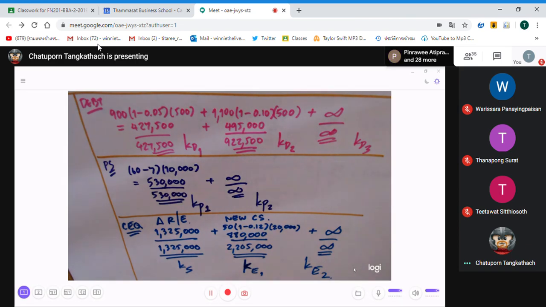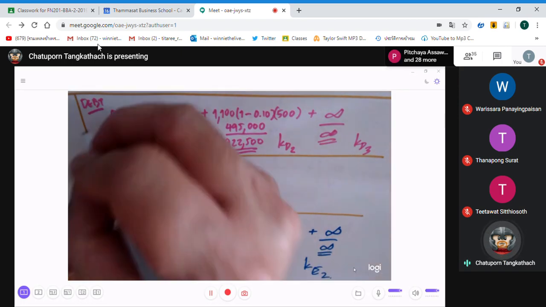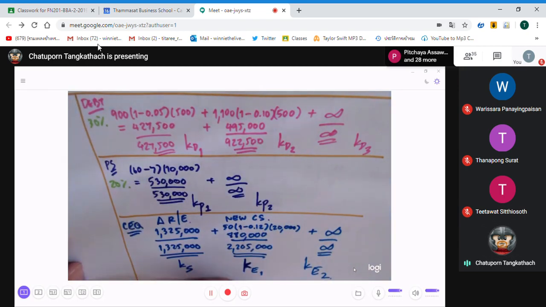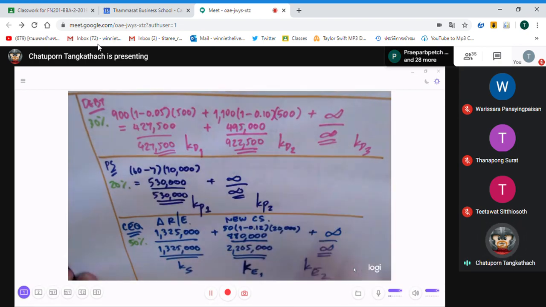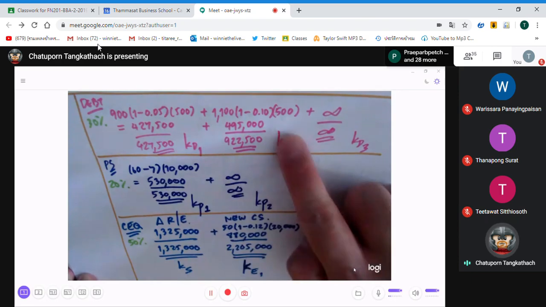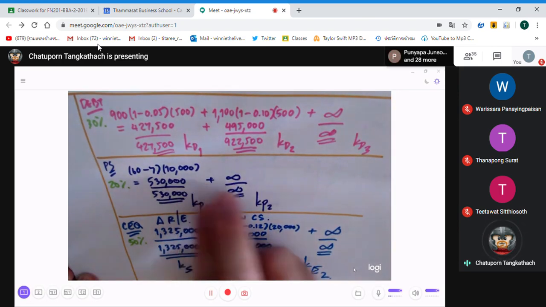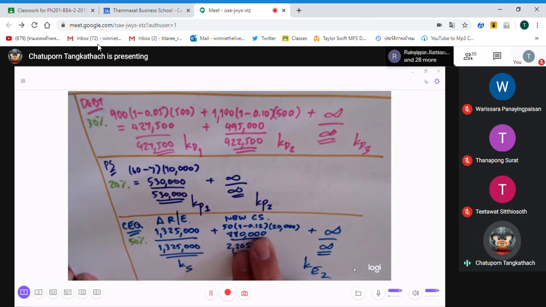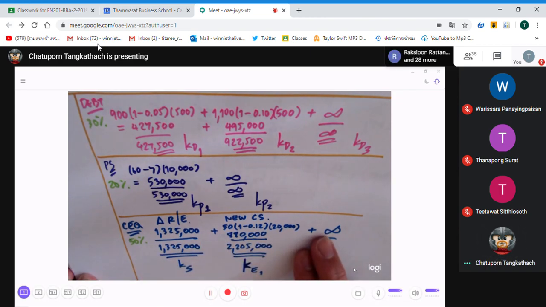Okay. Additional information that you are provided in this case is the proportion of debt 30%, of preferred share 20%, and common equity 50% as well. Now, this is the flow of fund when we categorize by each type of the capital, like debt, first lot, second lot, and third lot. Preferred share, first lot, second lot. Common equity, first lot from retained earnings, second lot from issuing new common share, like this.